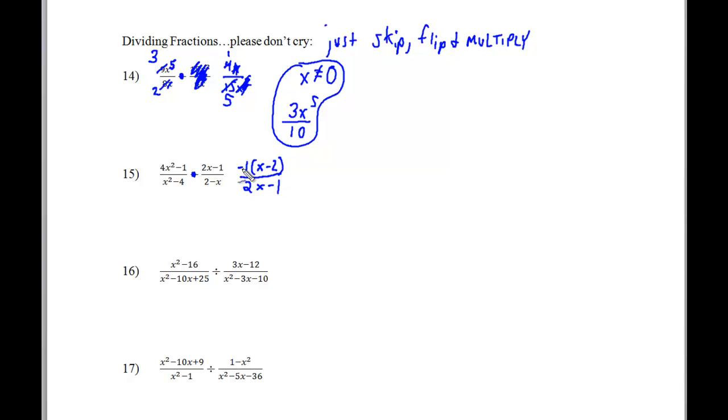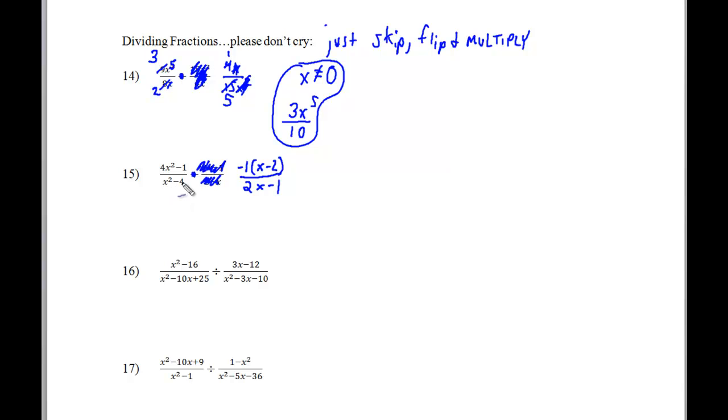This little trick that I did right here, this -1 to get the 2 minus x into the other order, was done in part 1 near the end of the video. Please go check that if you got lost. So I'm going to cross that out since I've just made this here.